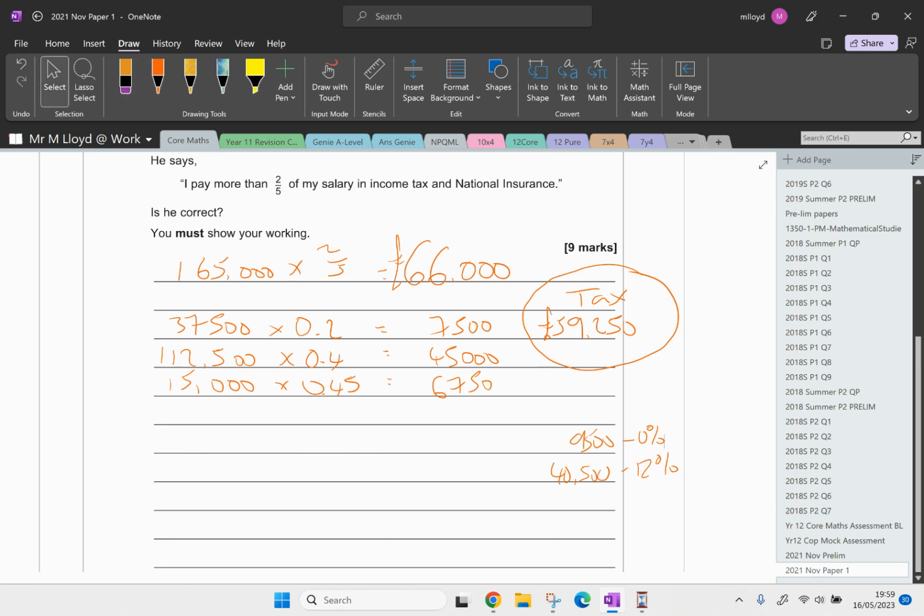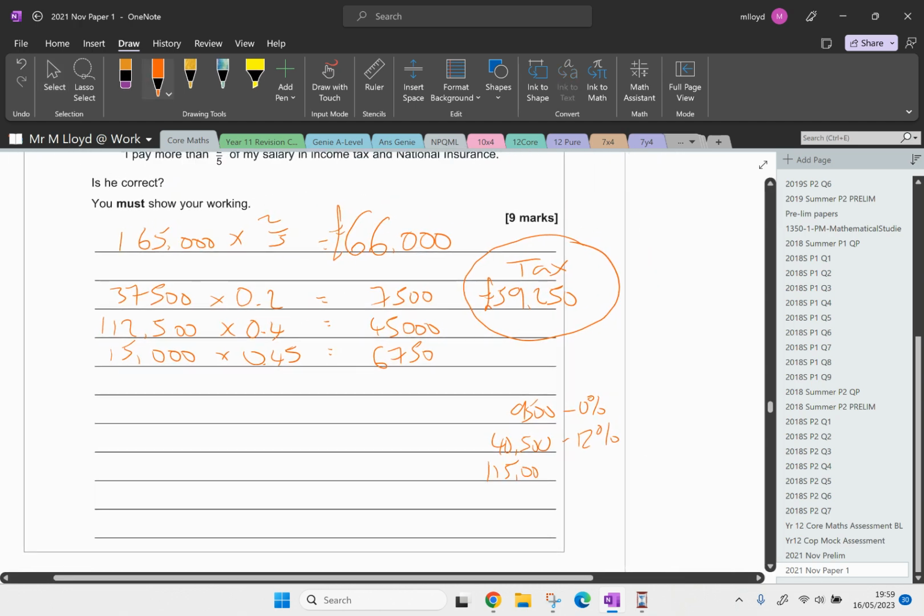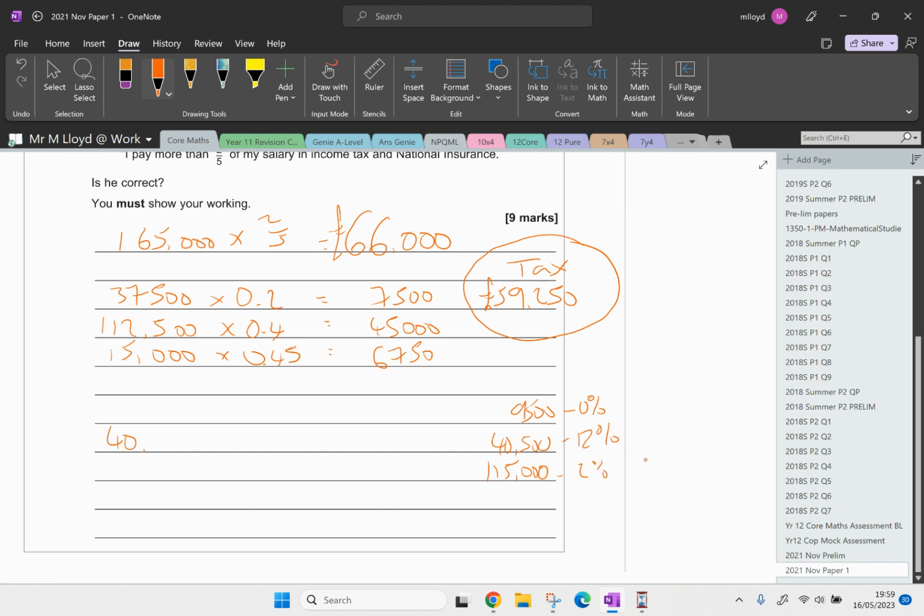The rest of it, that's 50k, everything above 50k is at 2%. So 115,000 is at 2%. Okay, let's work these two values out. So 40,500 times by 0.12, 115,000 times by 0.02.